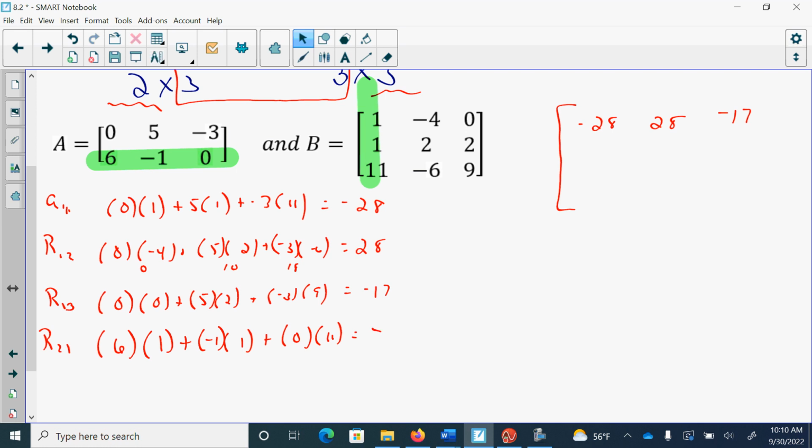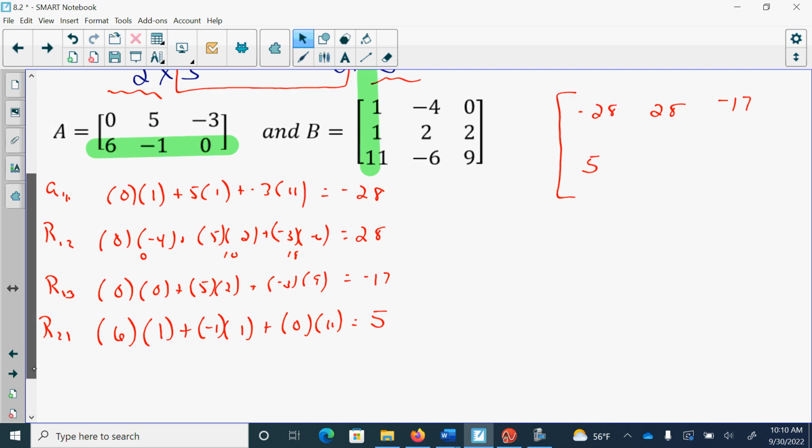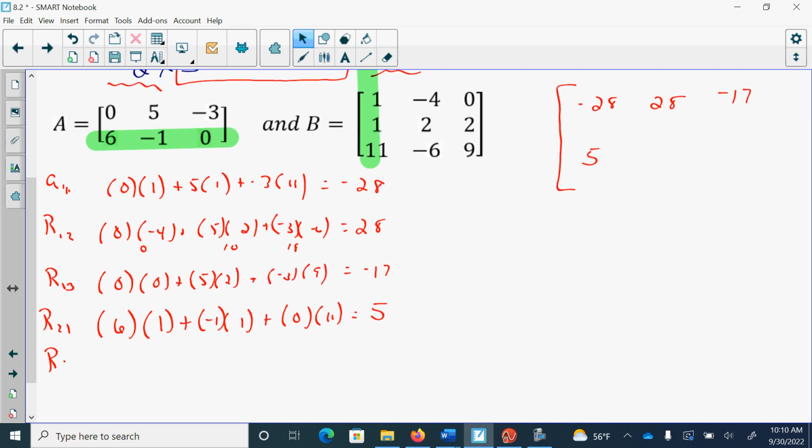5. And my answer matrix, where am I going to put that? Yeah, right below the negative 28. And that's why I write myself these notes, right? In case you get lost or confused, I forget what I was doing. Row 2, column 2. So I'm still sticking with row 2, but now I'm doing column 2.